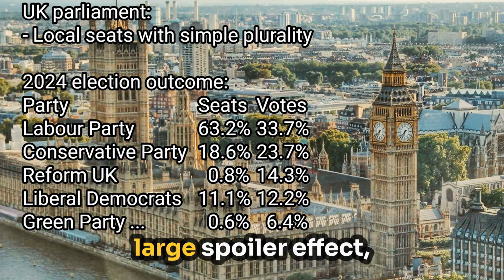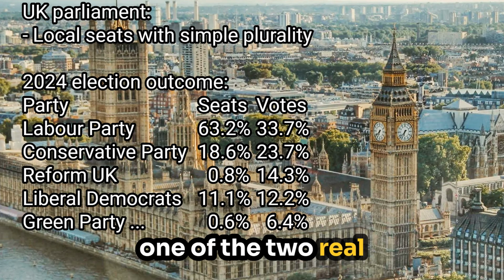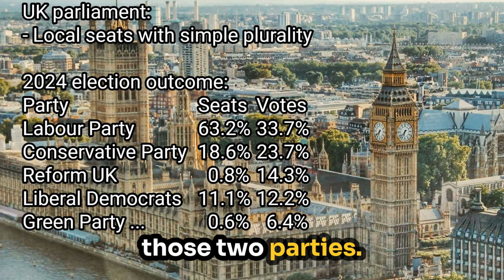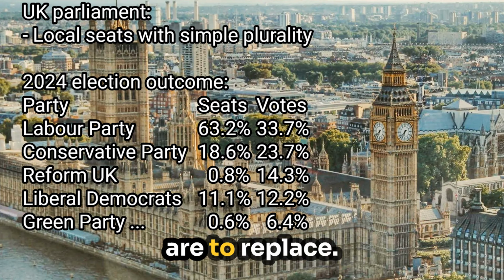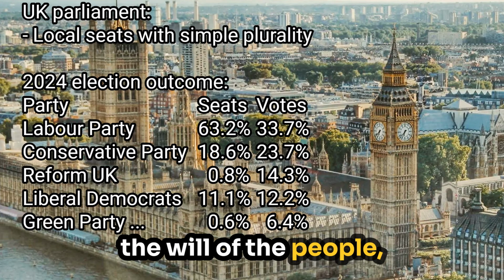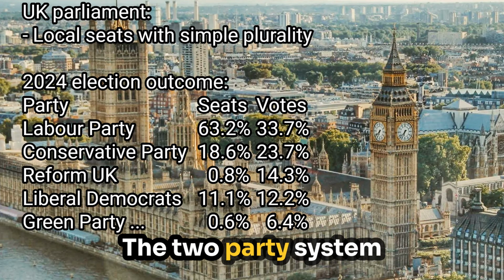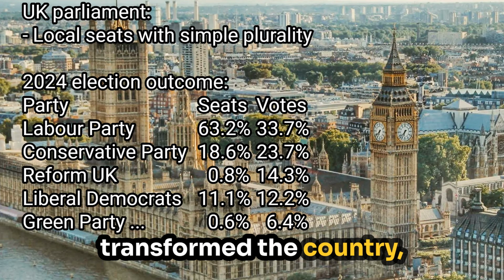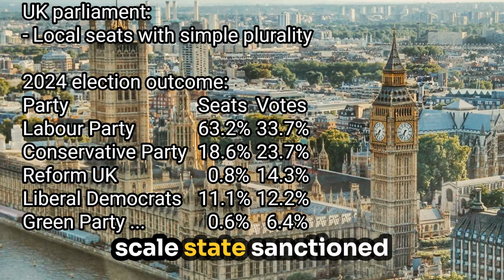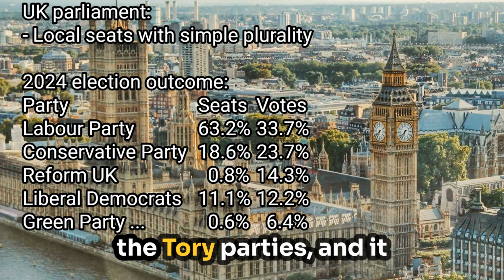There is also such a large spoiler effect that it is almost a two-party system. If you don't vote for one of the two real parties, you're throwing away your vote. Once insiders control those two parties, they are as difficult to reform as they are to replace, meaning that the insiders can stray very far from the will of the people, abusing their insider power, before they get replaced by a third party. The two-party system has demographically transformed the country, implemented racist two-tier policing to the point of having wide-scale, state-sanctioned racist rape gangs, supported for decades by both the Labour and the Tory parties.